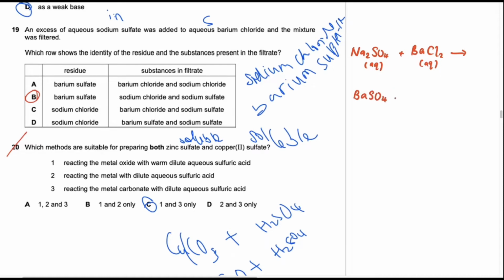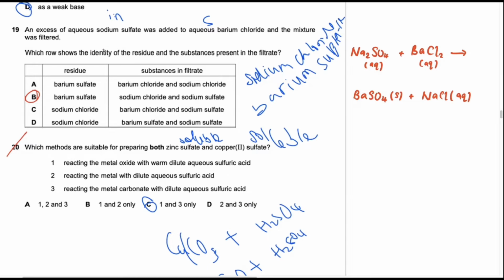Barium sulfate. Barium sulfate is a famous precipitate, an insoluble salt, in other words. Okay, so this is solid. Sodium chloride remains as aqueous. You know, whenever you have sodium, it is soluble. So this is aqueous. This is solid. So we call this precipitate.